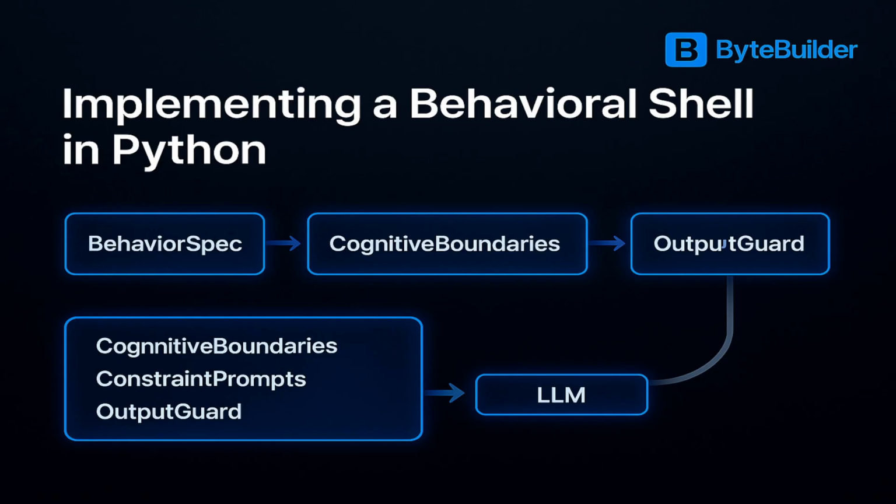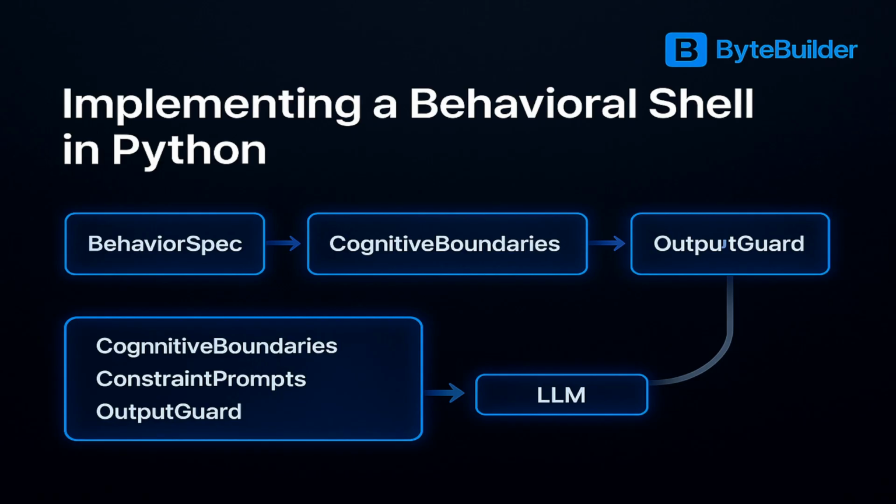Next is cognitive boundaries. This component enforces how deeply the agent is allowed to think. By limiting reasoning steps, we prevent the model from wandering outside its expected domain. Then we have constraint prompts. This module injects explicit constraints, both required behaviors and forbidden behaviors, directly into the prompt. This is one of the most impactful parts of shaping behavior.